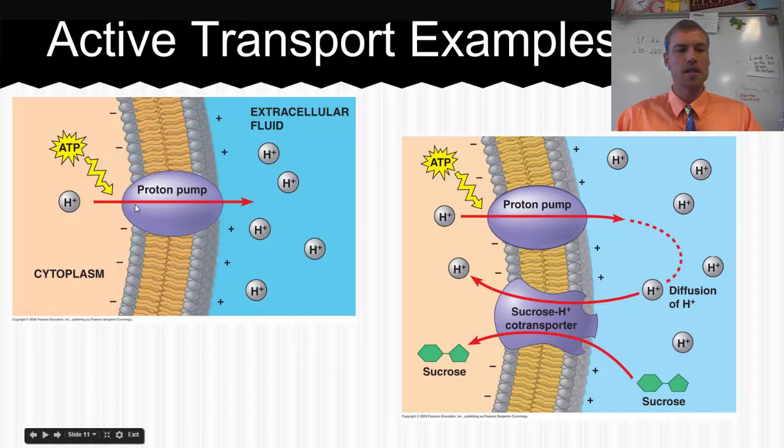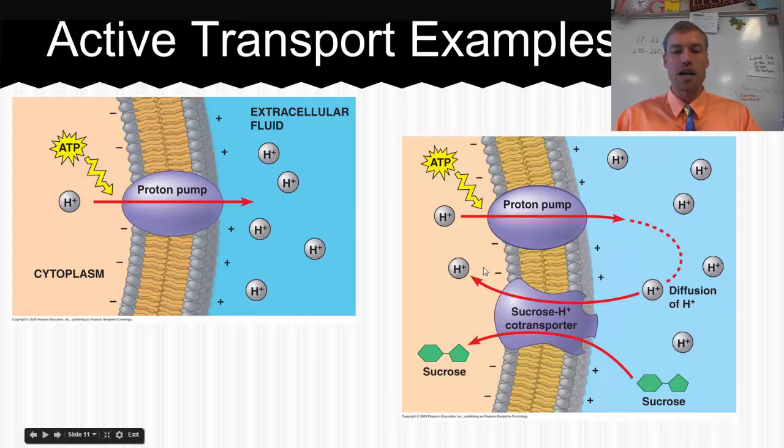So a couple of examples. Here we've got energy that is going to be moving a proton across here. We will see this a lot more when we get into the mitochondria and we start looking at cellular respiration at a deeper level. We'll see a lot of proton pumps being involved.